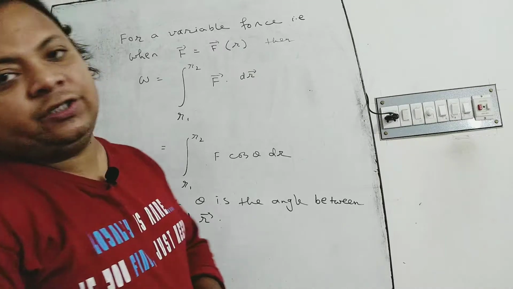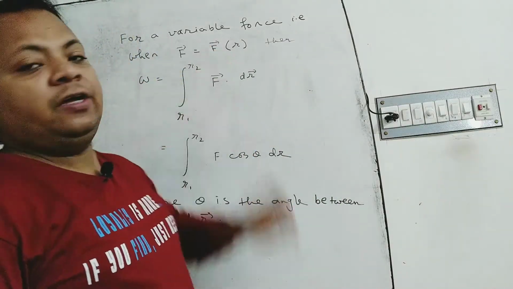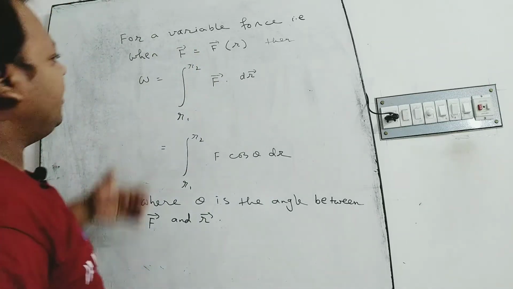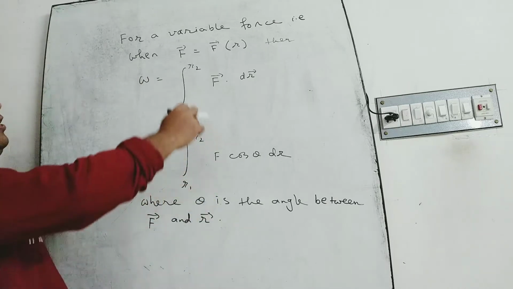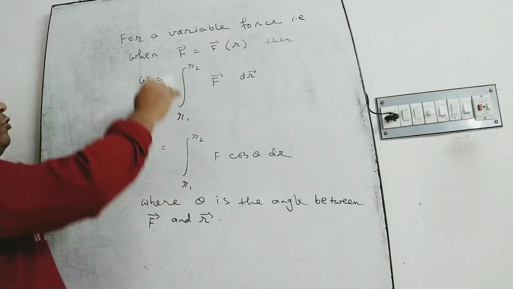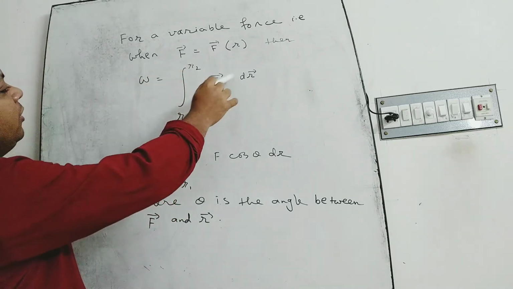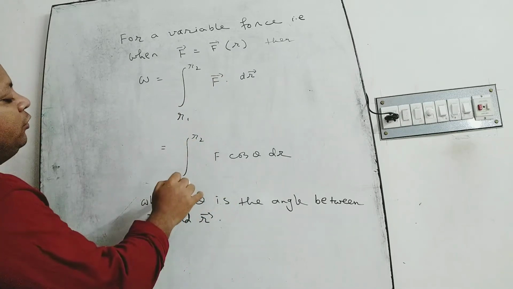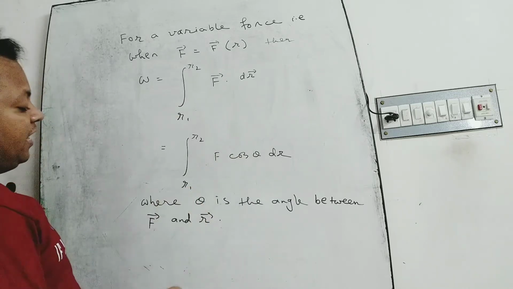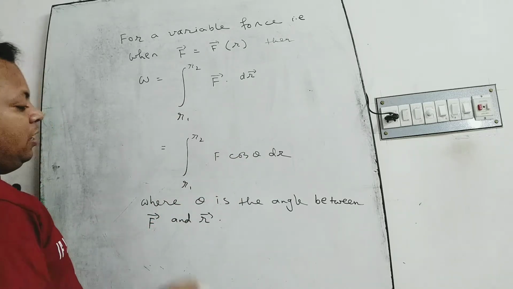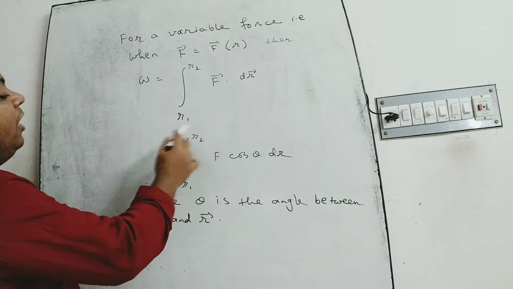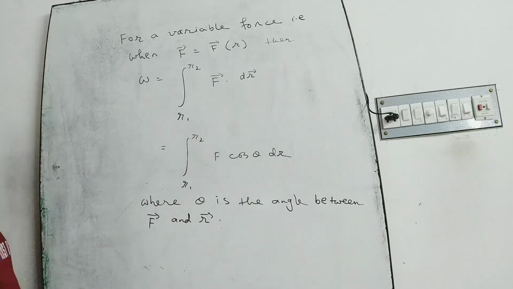When the applied force is a function of displacement r, that is, F is a variable force, then to find out the work done, we have to integrate F dot dr. That is, work done W is equal to the integration from r1 to r2 of F vector dot dr vector, or the integration from r1 to r2 of F cos theta dr, where theta is the angle between the F vector and the r vector, r1 is the initial position of the particle or body, and r2 is the final position of the body.